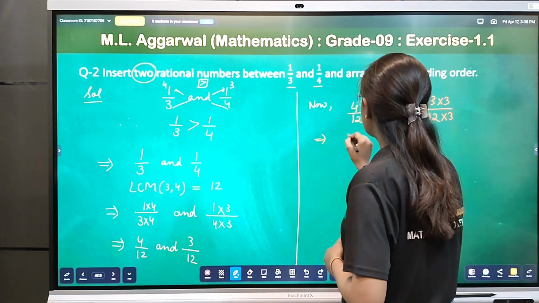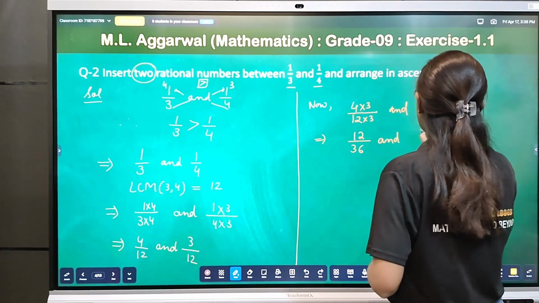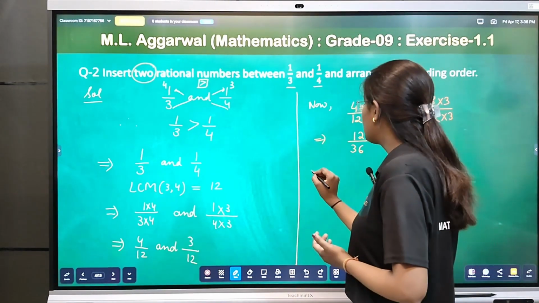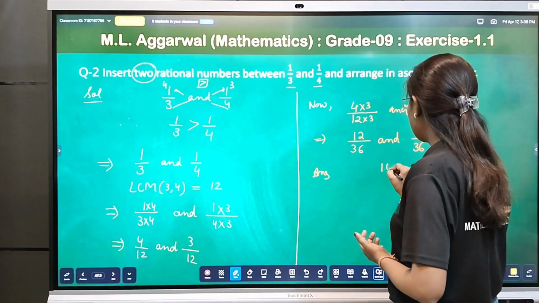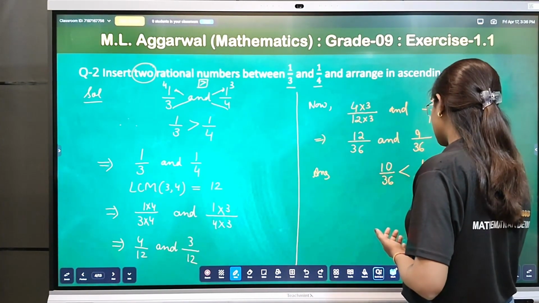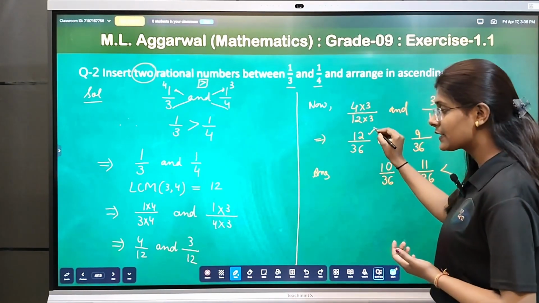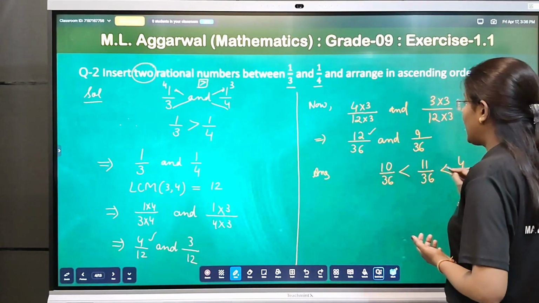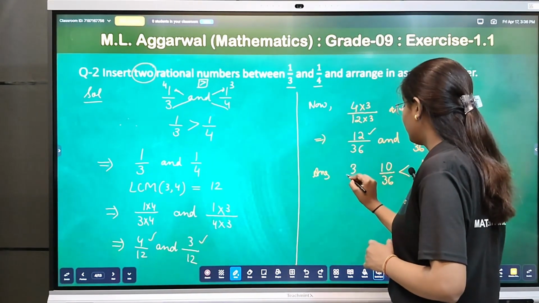You will be getting 12 by 36 and 9 by 36. You can easily see that the two numbers will be 10 by 36 and then 11 by 36, and the larger number which was 12 by 36 can also be written as 4 upon 12, and the smaller number 9 upon 36 can also be written as 3 upon 12.